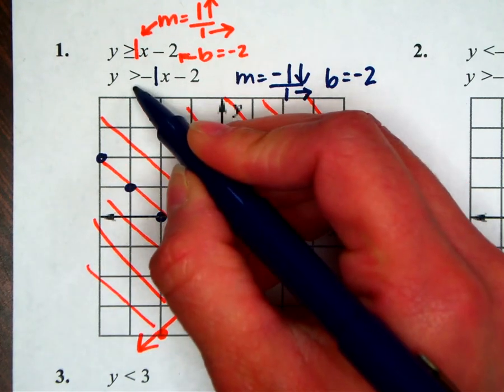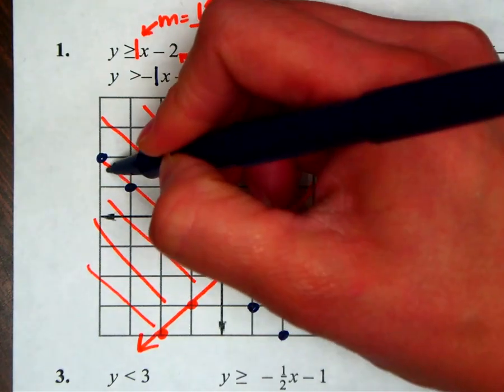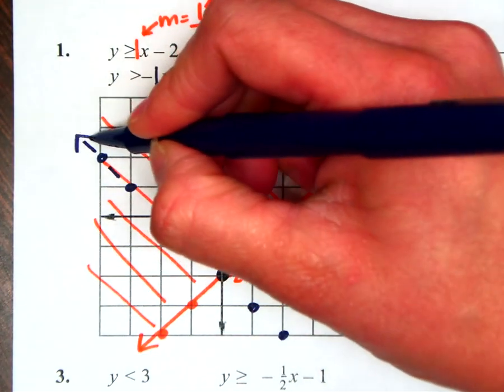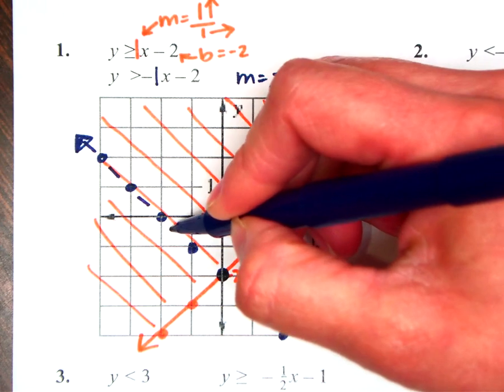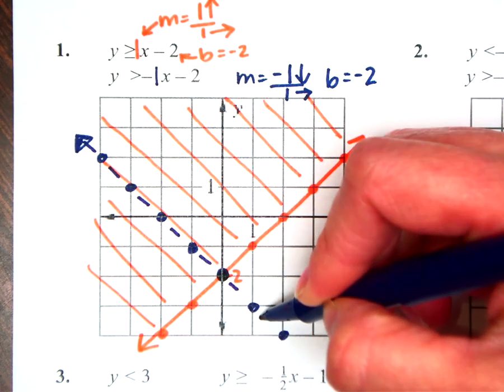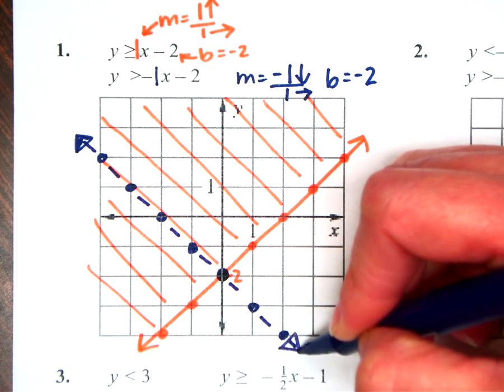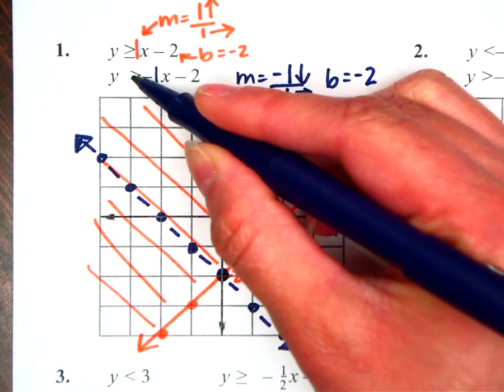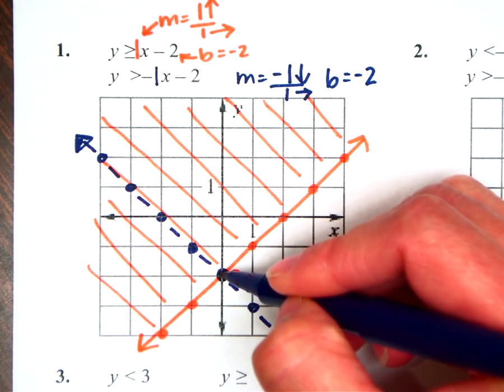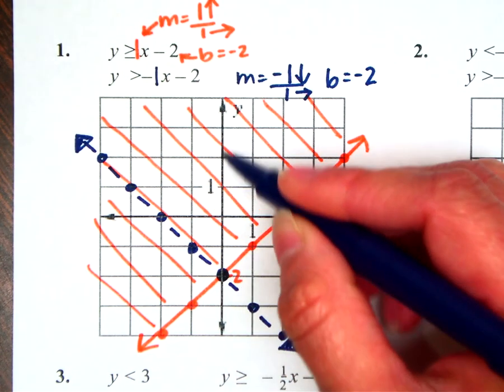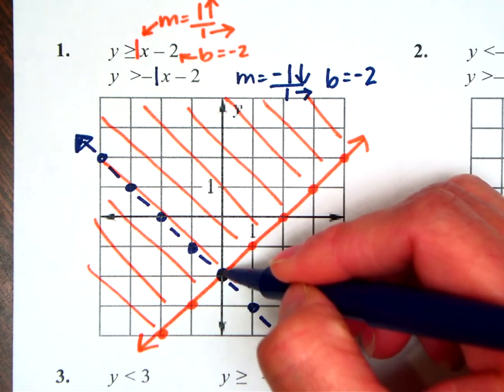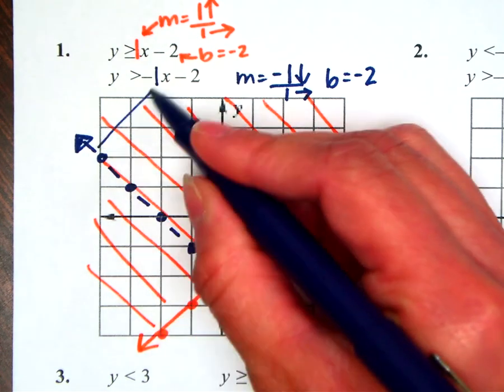This time I have a greater than symbol, so I know this is going to be a dashed line. Now I need to figure out where do I need to shade. I'm going to shade greater than -2 on the y-axis. All the values that are greater than -2 are up here. So I'm going to shade this region.